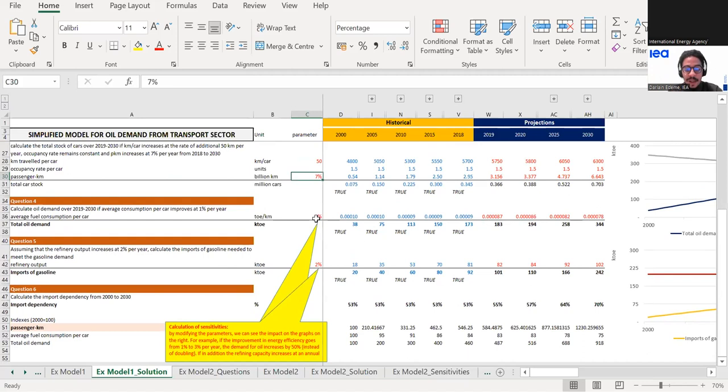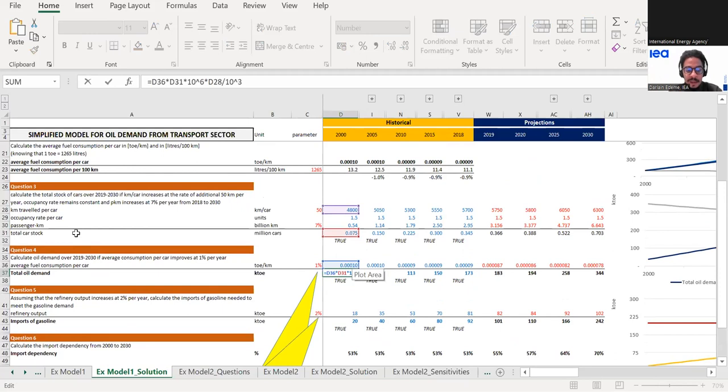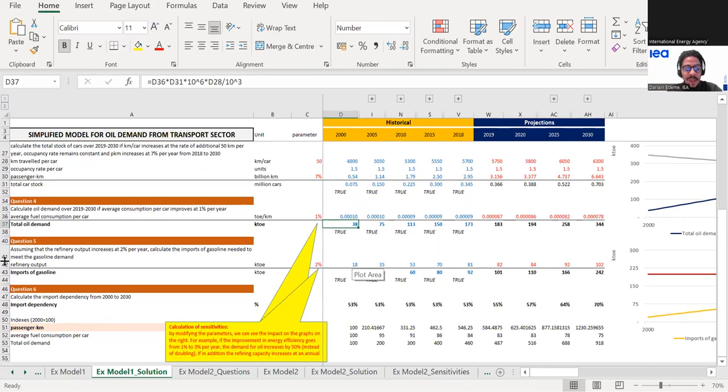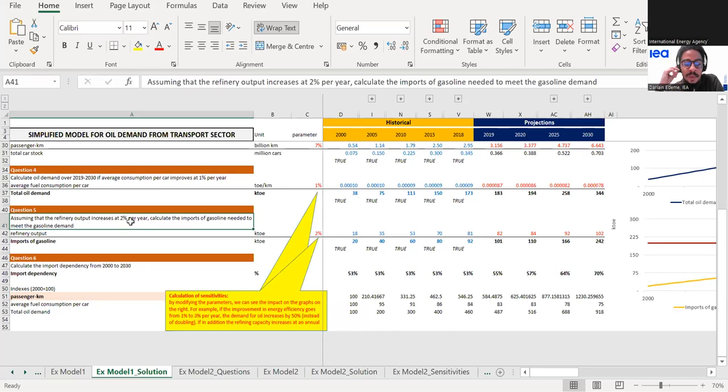So the next step, once we have calculated the total oil demand, which I remind you is calculated as the multiplication between the average fuel consumption per car, the total car stock, and the kilometers traveled per car, again taking into account the different units of measurement. This is really important. We can answer the fifth question: assuming that the refinery output increases at 2% per year, calculate the imports of gasoline needed to meet the gasoline demand. So here you have a new assumption that the refinery output increases at 2% per year. We are told, for example, by the Energy Ministry or by the oil and gas company, that our strategic plans for the next 12 years are to increase our refinery output at a 2% rate per year.